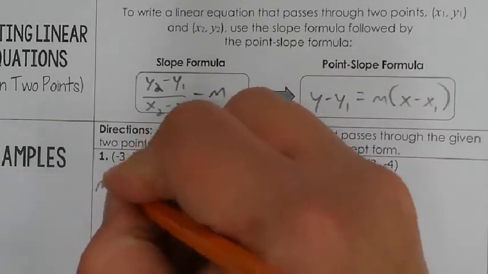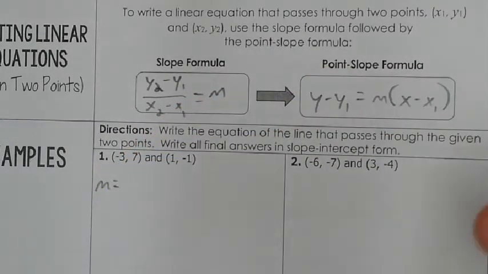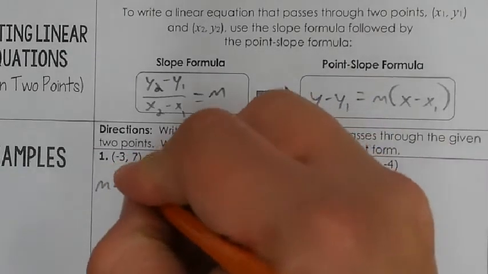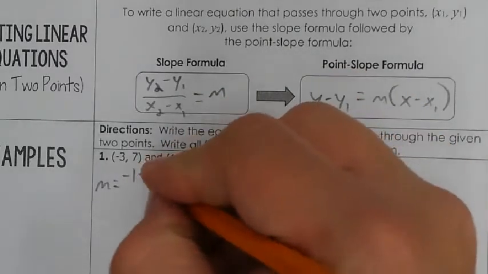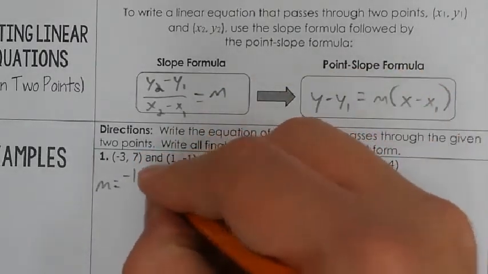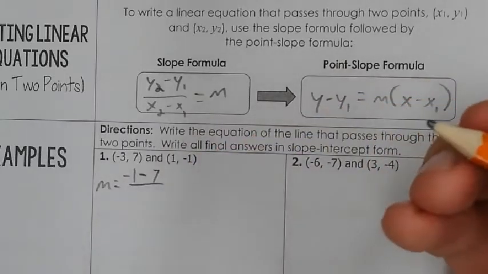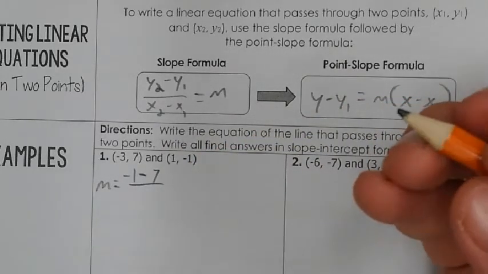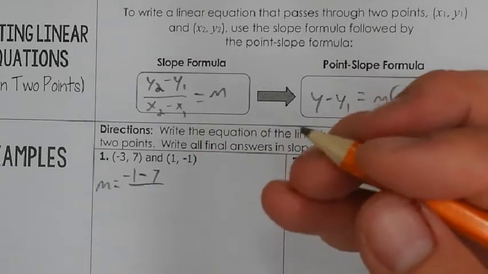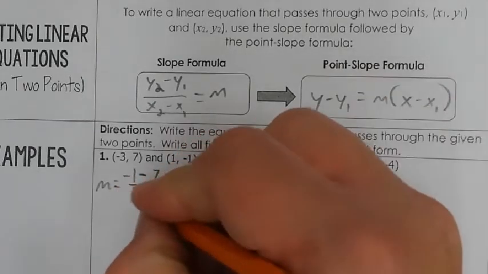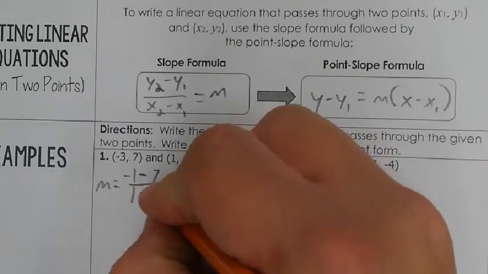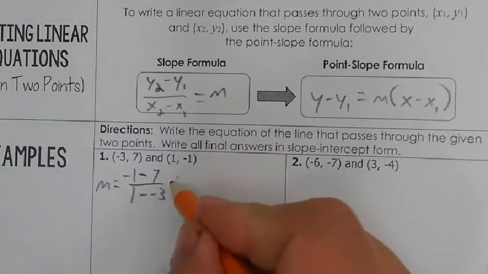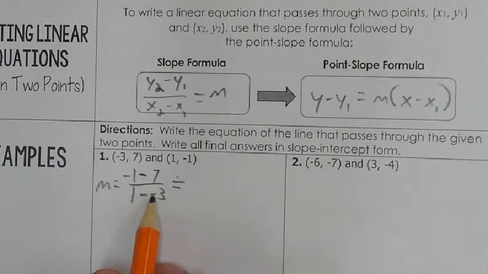So M equals, what's Y2? Y2 is negative 1. Remember, Y2 is your second Y, minus your Y1, your first Y, which is 7, over X2, what's your X2? 1, minus your X1, which is a negative 3. So does everybody see that that will change to a plus 3?